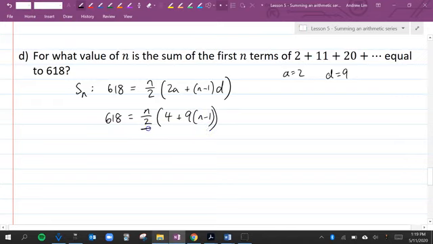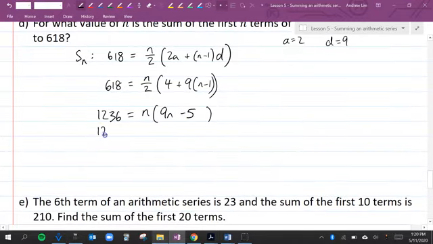I'm going to get rid of this fraction over here by multiplying both sides by 2. 618 times 2 is 1236. n bracket 4 plus, I'm just going to expand this out, 9n minus 9, which is also 9n minus 5. So I'm just going to replace that with 9n minus 5. And then I'm going to expand these brackets. 1236 is equal to 9n squared minus 5n. Because n squared is positive, I want to leave everything on this side as it is. I want to move that to the other side and make it equal to 0. So 0 is equal to 9n squared minus 5n minus 1236.